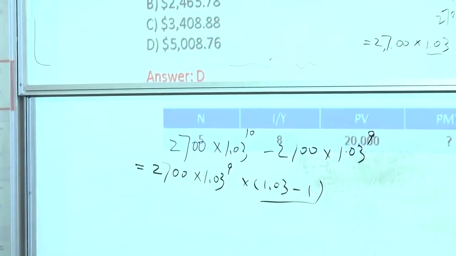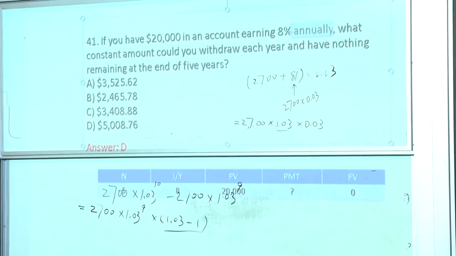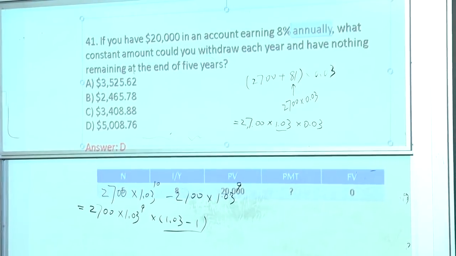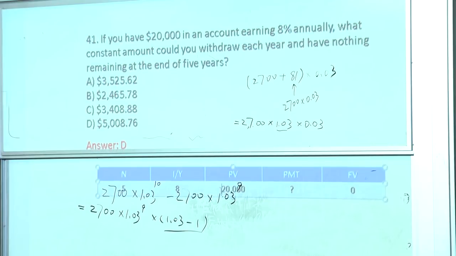Okay, I think it's also simple. If you have 20,000 in an account earning 8% annually, what constant amount would you withdraw each year and have nothing remaining at the end of 5 years? You are withdrawing a constant amount for 5 years, and at the end of the 5 years, nothing left. Okay, the initial deposit. So there should be a negative, right? We can put a negative to be more precise. This should be a negative.